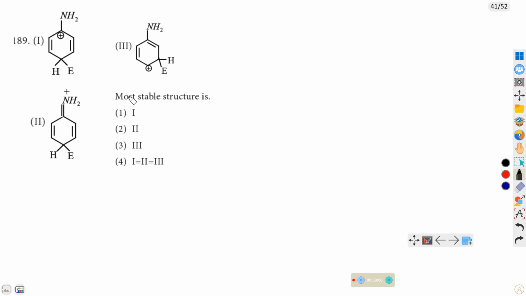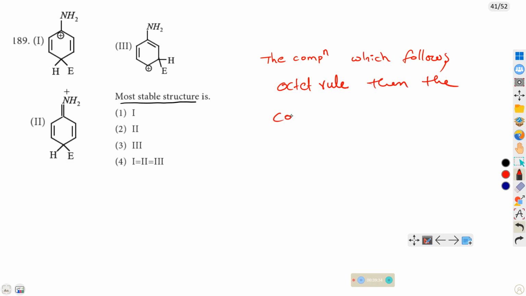Structures are given. Among the following, the most stable structure is which? The one which follows octet rule, then the compound is more stable. The second compound is more stable.